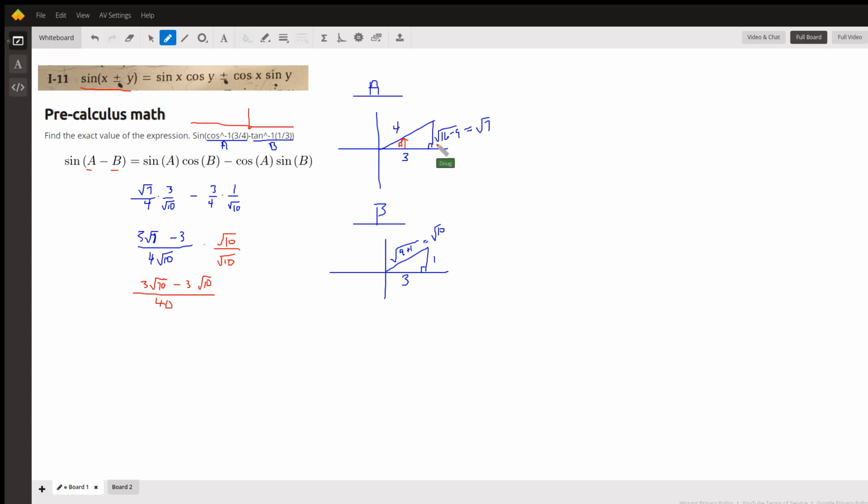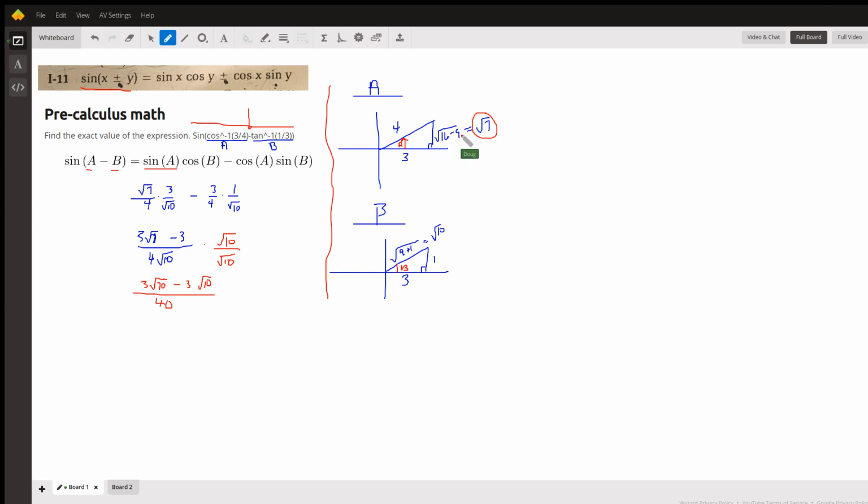And then we can use the Pythagorean theorem to find the length of the opposite leg. And for B, this is the angle that has a tangent of 1/3. So the hypotenuse is the square root of 10. And once you've got these little diagrams drawn, you can just fill in these values.